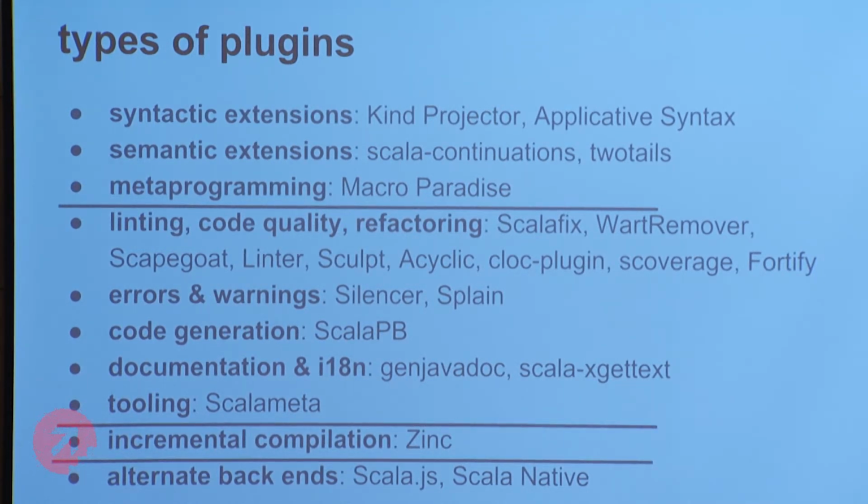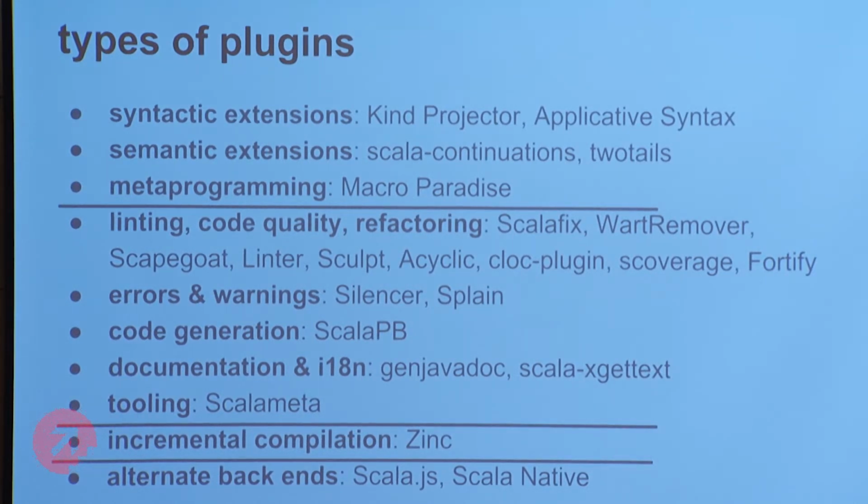Kind Projector and the applicative syntax plugin add new syntax to Scala. Scala continuations and two-tails give a different meaning to existing Scala code. And then Macro Paradise is a metaprogramming facility that allows other people to build extensions that make additions or changes to the meaning of the language. The second group is the biggest.